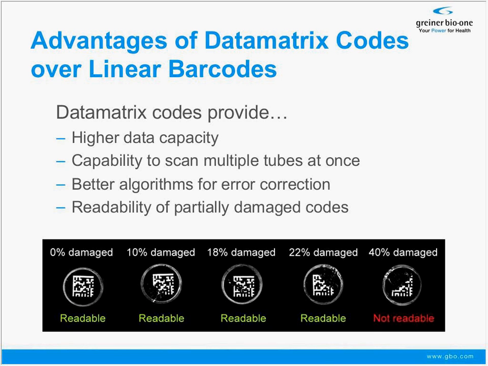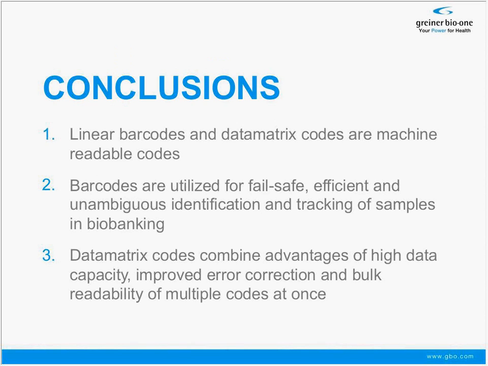Of course, there's a limit. If you exceed the limit, then it's not readable anymore. Here you see an example on the right-hand side of a code that is destroyed to 40%, and then it's not readable anymore. But the redundancy and error correction is superior. It's not given with linear barcodes, and it speaks for data matrix codes as a future-oriented solution for automated ID and tube tracking.